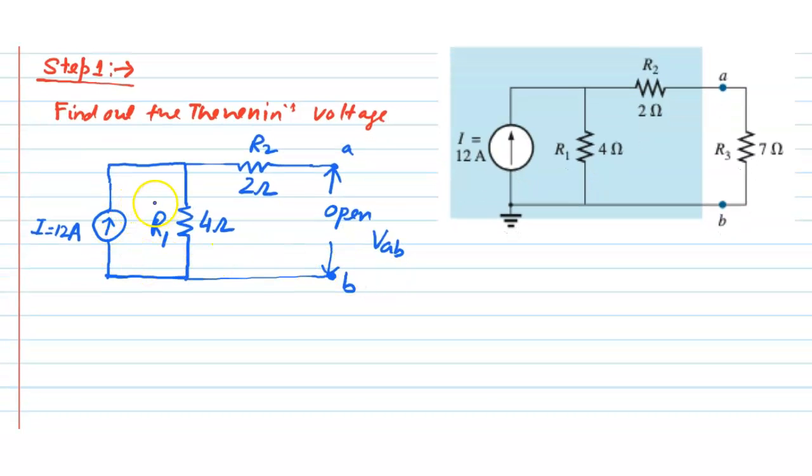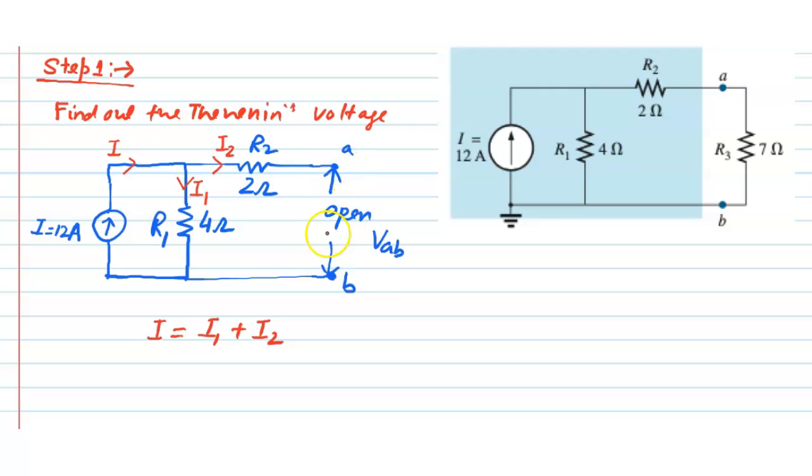Now, because this path is open, there is no current in this resistance. Suppose this current is I, and this current is divided into two parts. Suppose the current in this resistance is I1 and the current in this resistance is I2. We can write that this current I is equal to I1 plus I2.